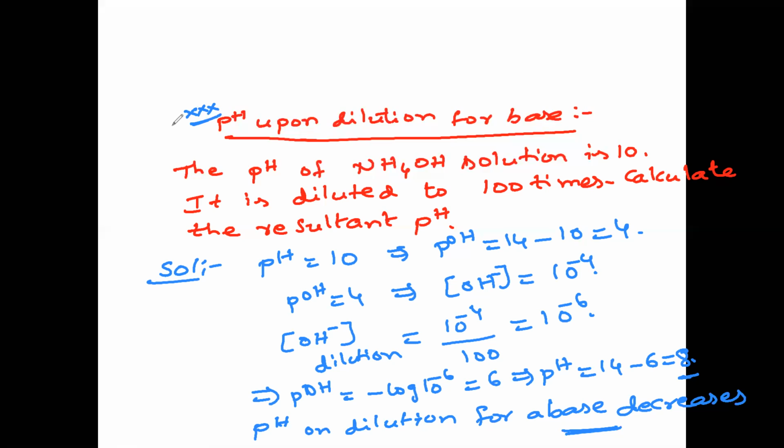Next. I hope you have noted it down. So what happens to the pH of a base if it is diluted? The pH of a base decreases on dilution. The pH of an acid increases on dilution. The concentration of H plus ions decreases on dilution. The concentration of OH minus ions decreases on dilution. But the pH value for a base is decreasing, and for an acid it is increasing. So these are things you have to remember. Please make a note in your classwork.